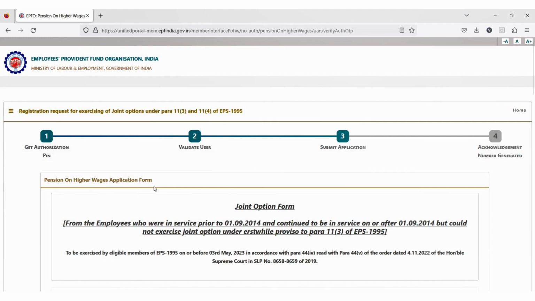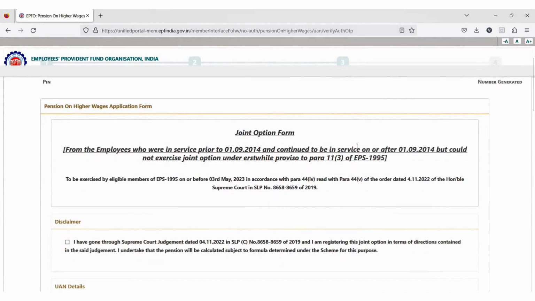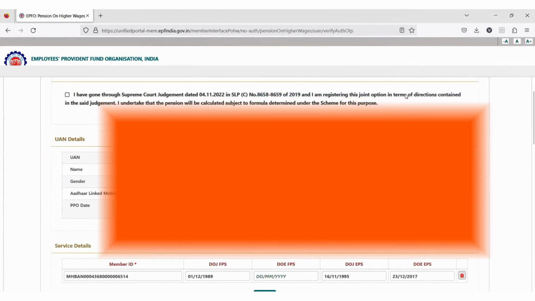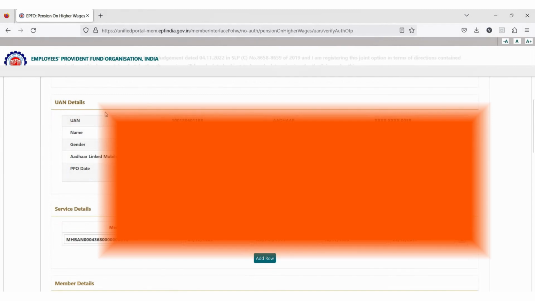This third stage is very important and crucial. It is mentioned on the top as Pension on Higher Wages application form. You can see on the screen the joint option form. Please go through it carefully and tick on the small square confirming that you have gone through the Supreme Court judgment of 4th November 2022. It also states that pension will be calculated subject to a formula determined under the scheme for this purpose.